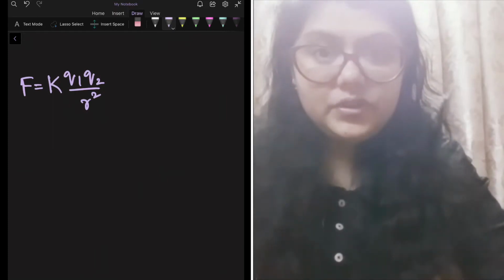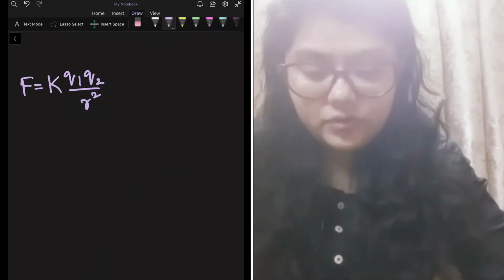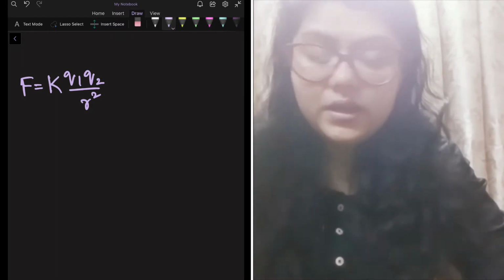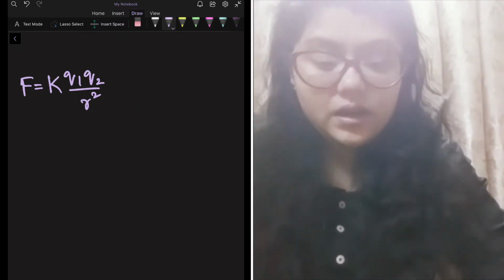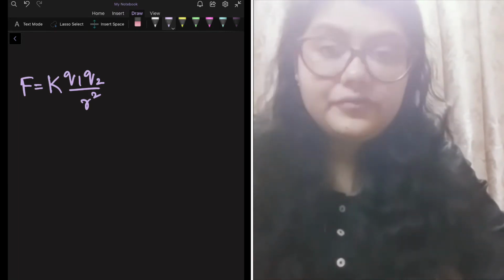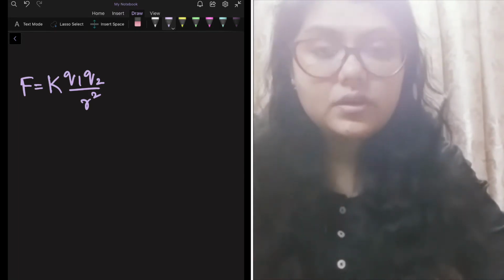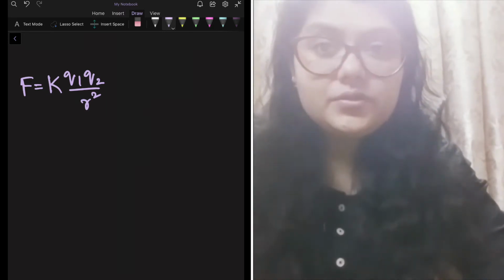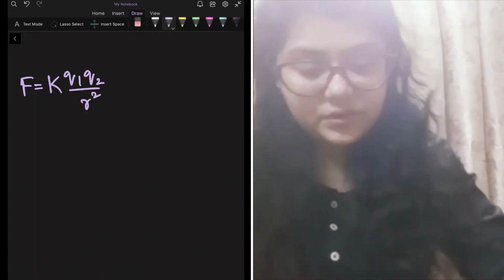Now that we know the formula of force is F equals K times Q1 Q2 by R square, we will get the magnitude. But only magnitude is not sufficient, we have to mention the direction also, because force is a vector quantity. So let us now proceed to write the vector form of this equation.